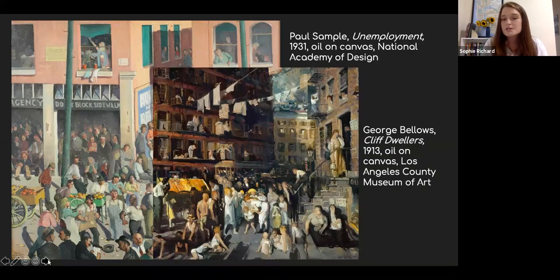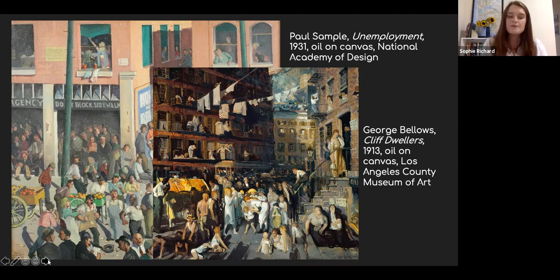Unemployment is similar to George Bellows' work, Cliff Dwellers, which shows a congested scene in New York City's Lower East Side. Bellows is commenting on New York's increasing population density and the effect of industrialization on tenement living. So while these two are addressing different issues in different cities, both artists capture the commotion and problems in civil society. Paul Sample most likely came across this Bellows in person while visiting the Los Angeles County Museum, which was then the Los Angeles Museum of History, Science, and Art, and was very close to the University of California.